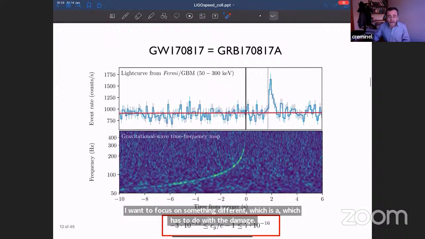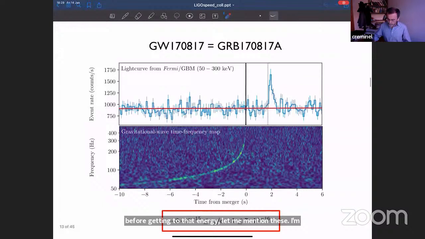Before getting to dark energy, let me mention this. I'm sure that you saw this, but let me remind you that the observation of gravitational waves together with an electromagnetic counterpart gave a very nice measurement of the speed of gravitational waves. So you see it very nicely in this plot.